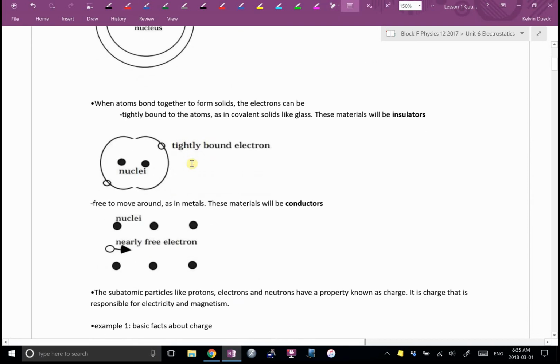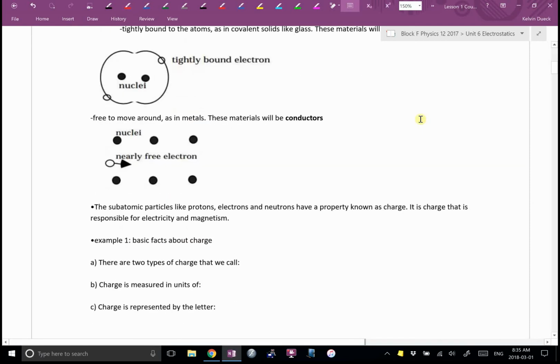When atoms bond together to form solids, these electrons, which is where most of the action happens, can be tightly bound to the atoms, especially in covalent solids like glass. Where the electrons are tightly bound, we call them insulators. They don't allow electrons to flow very easily or not at all. Or the electrons can be free to move around, especially in metals. These will be called conductors. In a conductor, each atom is happy to pass an electron from its valence shell to the next one, to the next one, and so on.